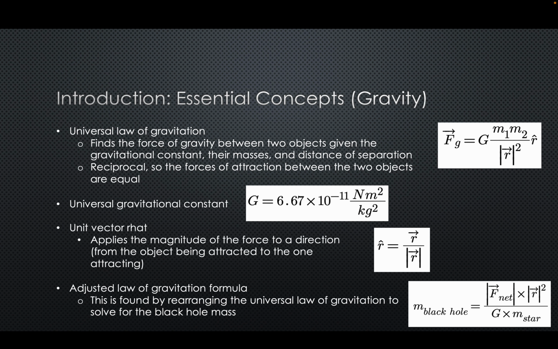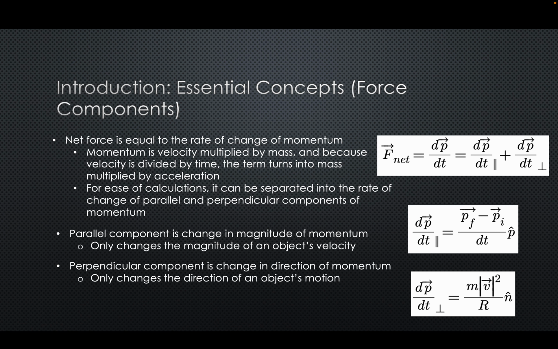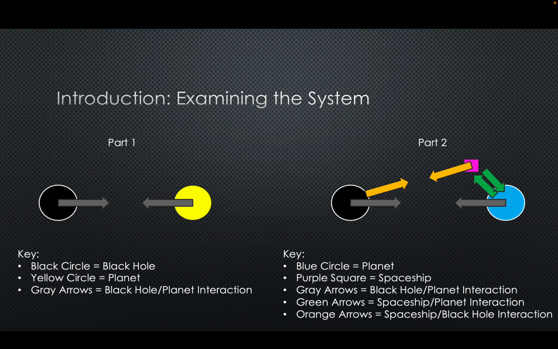Gravity is also used with the law of universal gravitation and the universal gravitational constant, along with r hat, which is the distance between the two objects divided by the magnitude of the distance. And then you can adjust the universal law of gravity to solve for the mass of the black hole as seen below. And finally, we use the concepts of separating rate of change of momentum and therefore force into parallel and perpendicular components, where the parallel component represents the change in magnitude of momentum, whereas the perpendicular component is just the change in direction of the momentum.